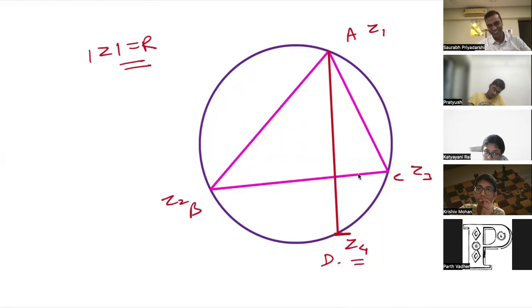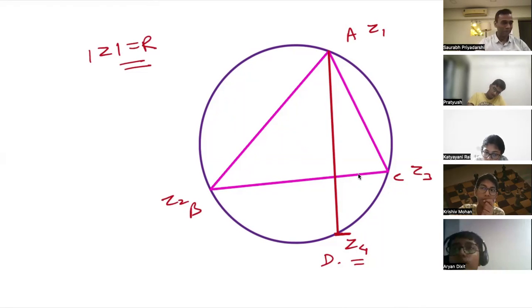Sir, is this perpendicular or a bisector? Yes, beta, it is an altitude, and an altitude is always perpendicular. Okay, sir.